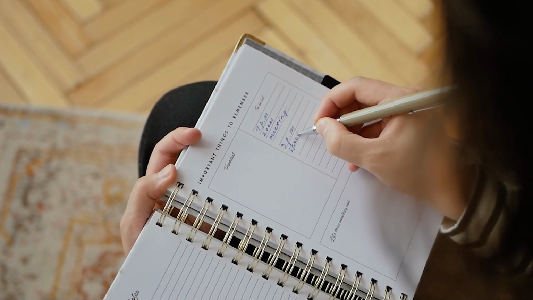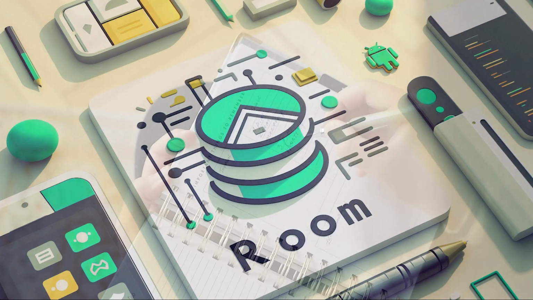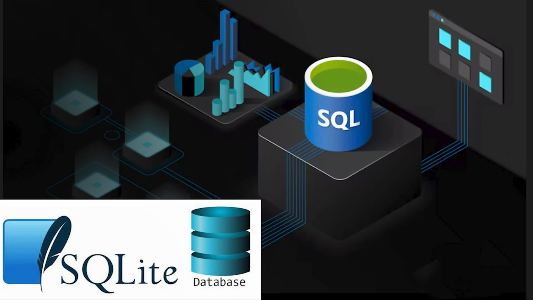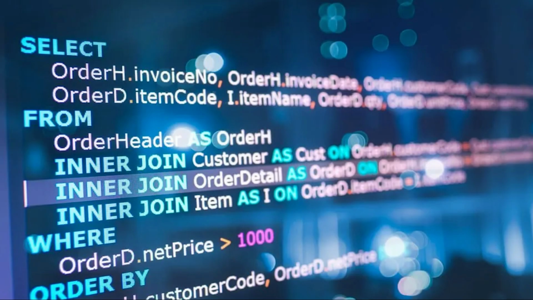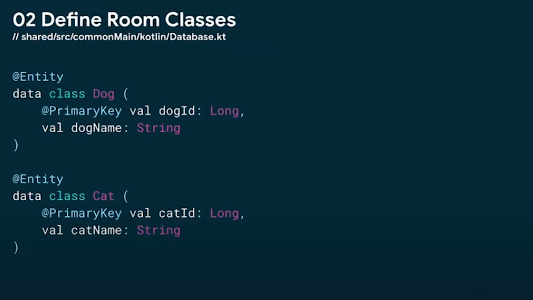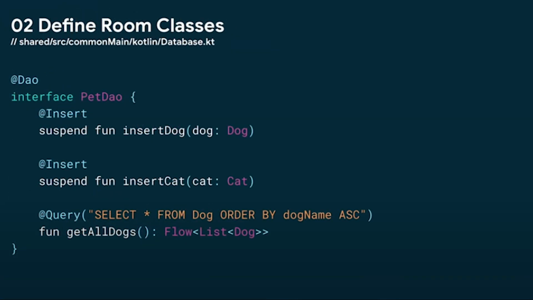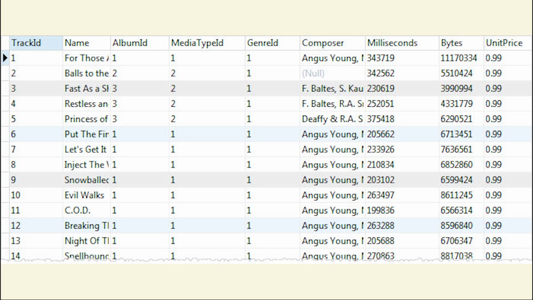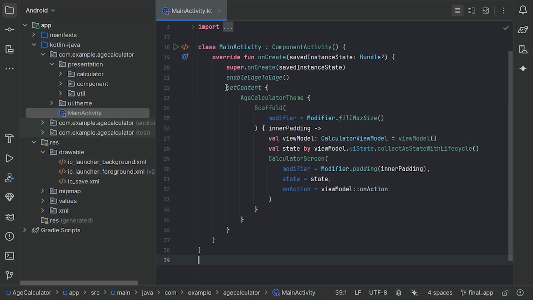But Android doesn't just let us write anywhere. Android gives us a few official tools to store data, and one of the best options is called Room Database. Room is built on top of SQLite, a powerful local database system. But instead of writing complicated SQL queries, Room lets us use Kotlin classes and simple functions, much easier for developers. And just like any SQL database, the data in Room is stored in tables. So let's implement the local database.